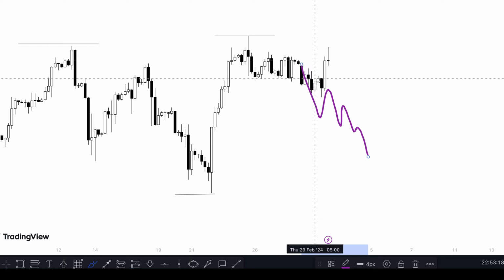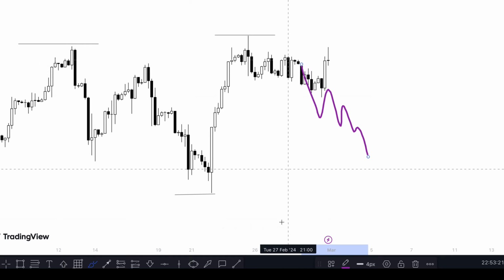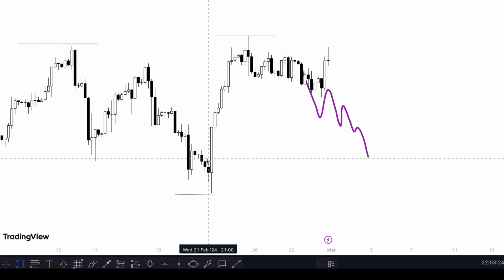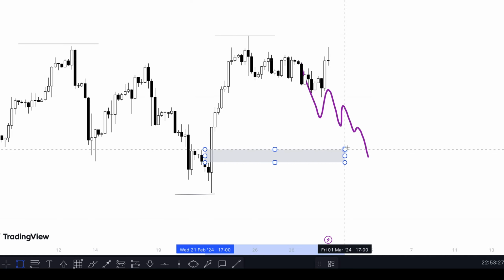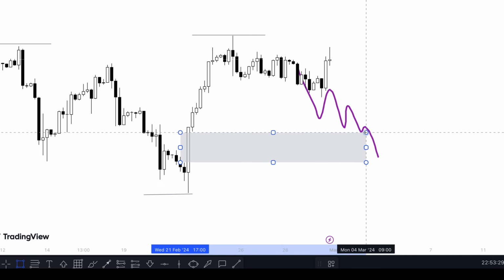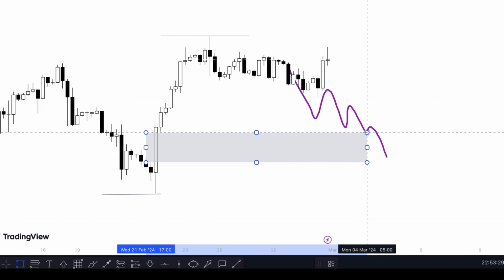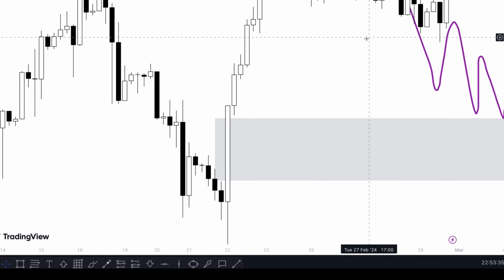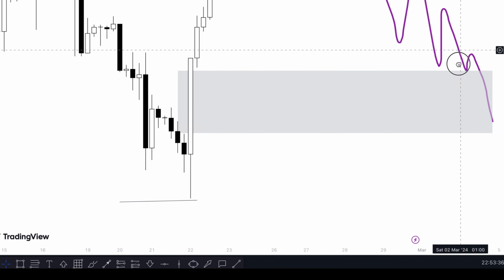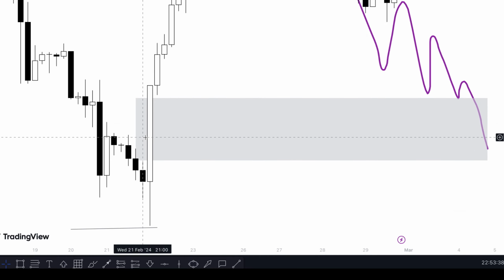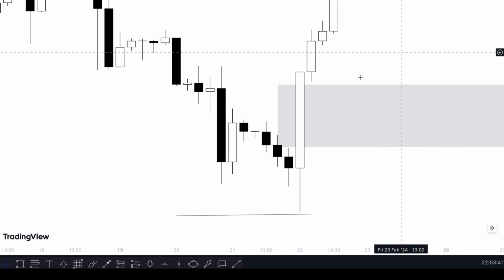So we want to wait for the price to come back down and balance the market at this gap here, because we have a gap. If you noticed, this whole space right here from wick to wick is a gap. And these gaps are our supply and demand zones. So if we're buying, this would be our demand zone.